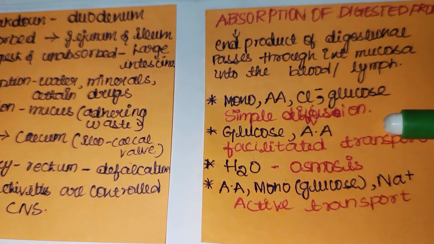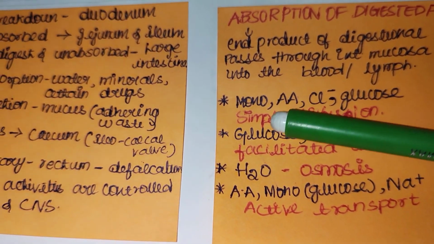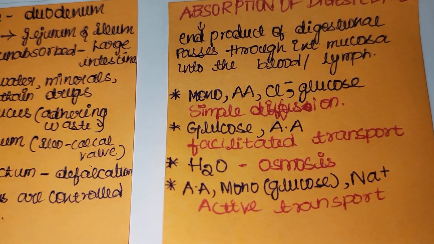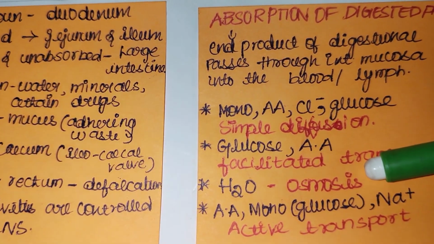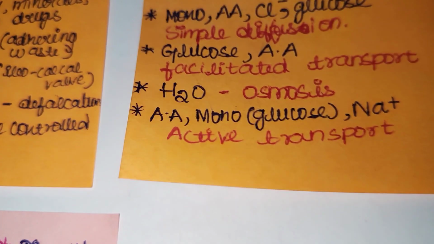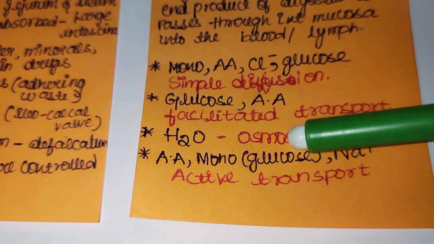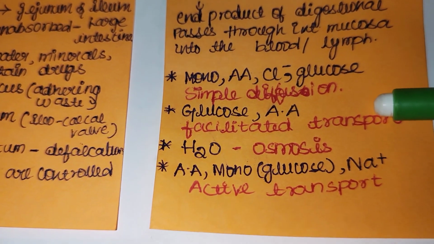And what are the molecules taking place here? That is monosaccharides like glucose, amino acids and chloride, which are absorbed by the body by simple diffusion. Now coming to facilitated transport. Glucose and amino acids are getting absorbed by facilitated transport.